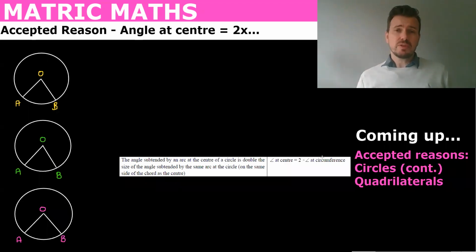Today we are continuing on with our accepted reasons for your Matric Maths paper 2, and this is coming up in the geometry section. So what I want to do is look at your angle at center equals 2 times angle at circumference, because this can come in 3 different forms. Now the first one is the one that most of you are familiar with and find quite easy, but then it's a little bit trickier to spot when it's in a different form.